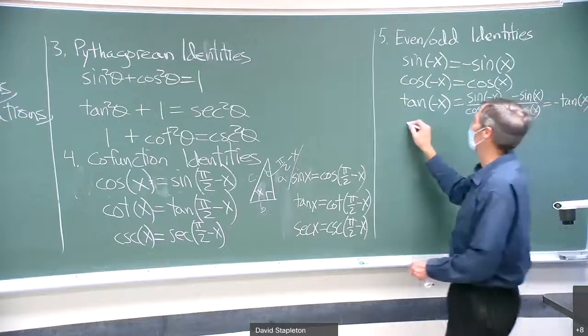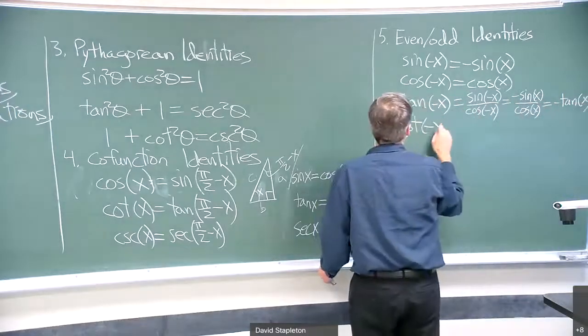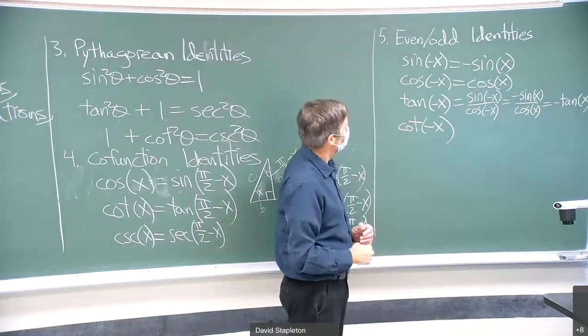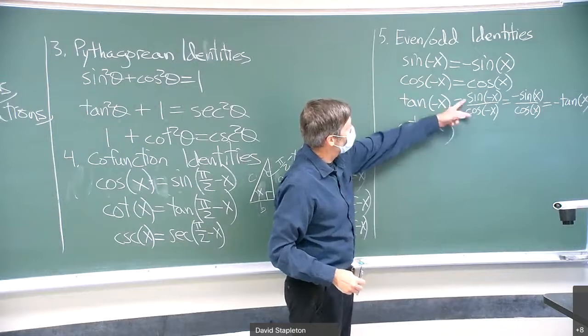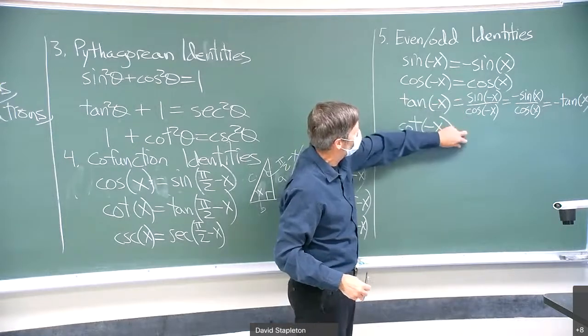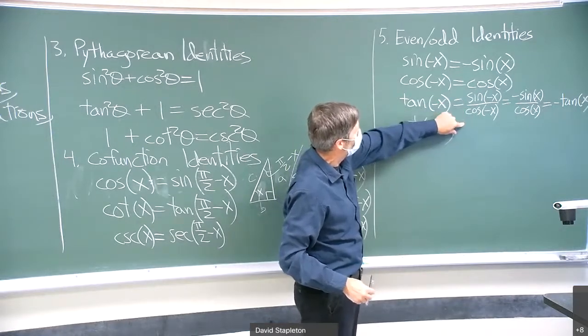How about cotangent of minus x? What happens? I get cosine of minus x over sine of minus x. It's just this one upside down. The minus comes out of the sine on the bottom, and the cosine on the top is just of x.